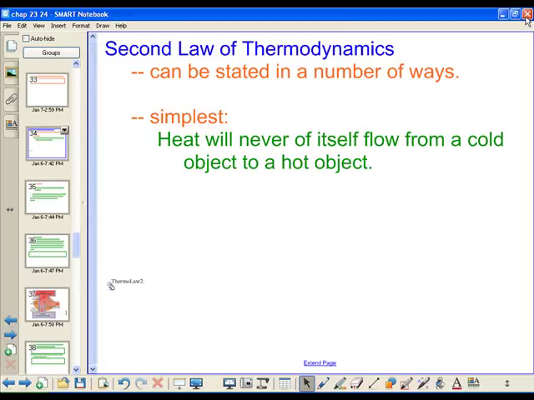We have the second law. Now, there's a number of ways to state the second law, depending on how we are applying this concept. The easiest and most simple way is this: heat will never of itself flow from a cold object to a hot object. Heat will only go from hot to cold, which we already talked about way back in chapter 21. Only from hot to cold. Anyone need more time on this particular slide? Hands only are required, please.